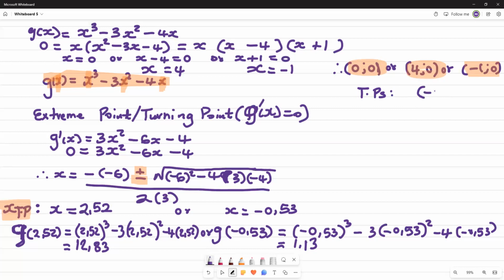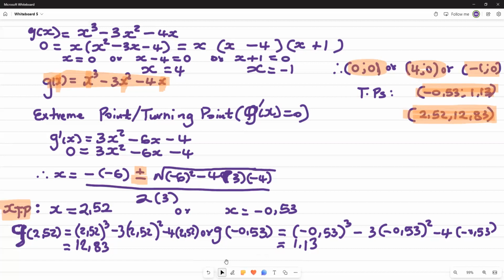Now our turning points, we can see that our TPs are going to be, the first one, when the x value is negative 0.53, the y value is 1.13. Then the second one is, when the x value is 2.52, the y value becomes 12.83. Then I'm going to highlight this because we are going to use them when we sketch our graph. So we have the last thing to get, and then we can sketch our graph.